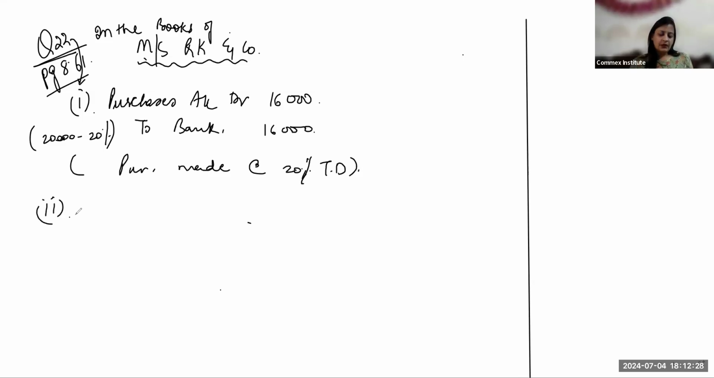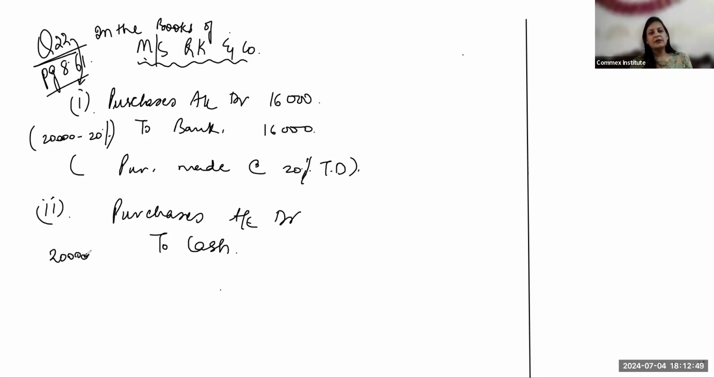Second entry. Purchase goods of list price 20,000 from Naman at 15% trade discount against cash. This is again simple. Purchases account debit to cash, and you have to take the trade discount into consideration. So it is 20,000 minus 15% of 20,000, which is 3,000. That makes it 17,000 and 17,000. Third entry. Purchases, because this is all purchase of goods, so we are writing it purchases.